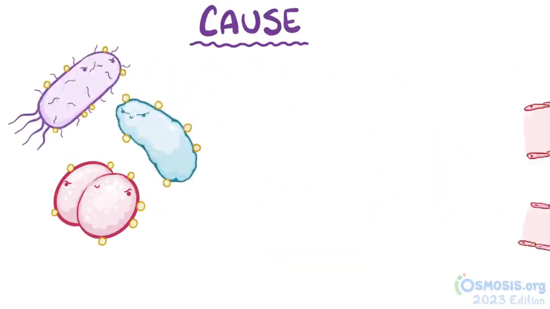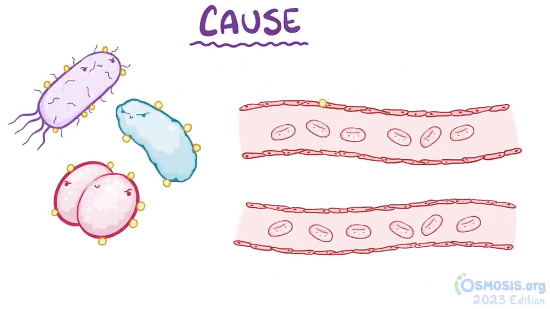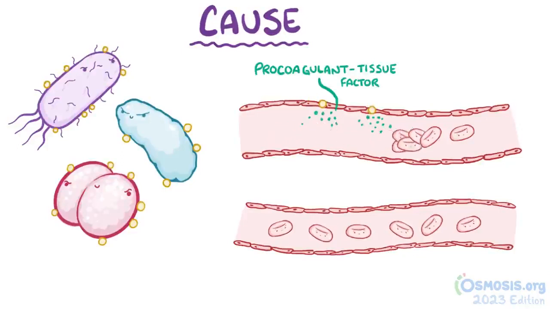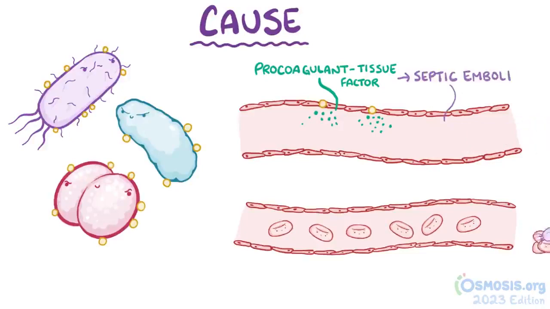These LPS molecules directly damage endothelial cells of the blood vessels and cause them to release procoagulant-like tissue factor, which promotes blood clot formation within blood vessels. When that happens during an infection, bacteria can start growing in these clots, forming septic emboli, which can drift away and get lodged within other blood vessels.